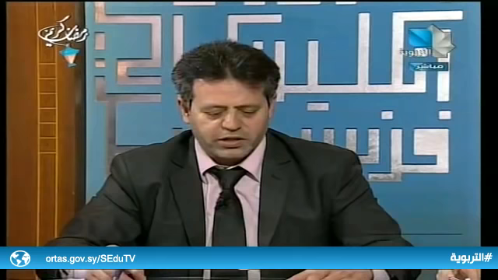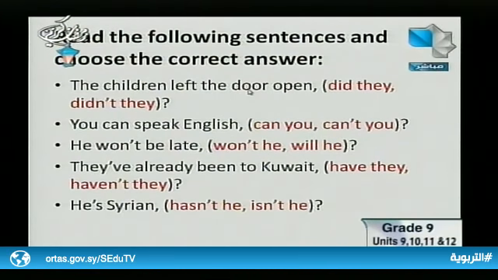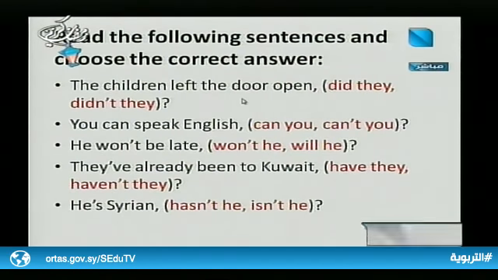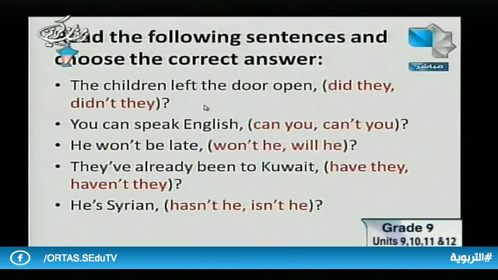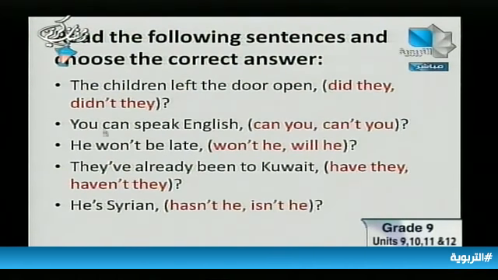And the last one, it's very clear. Now we can move to the exercises. Yes, Mr. Mazen. The children left the door open. Did they or didn't they? The sentence is positive, so the question tag is going to be negative. The answer is didn't they? We are talking about the verb left, because left is in the simple past. So the answer is going to be didn't they?